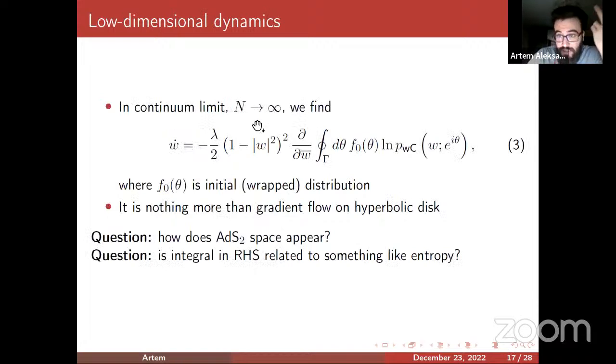And in the continuum limit, instead of a set of particles on the unit circle, we have a distribution F0. It is the initial distribution, and it evolves in time. So I can rewrite the equation for my function W as follows. Here you can see that I introduce the function P, and this index WC denotes the wrapped Cauchy distribution.